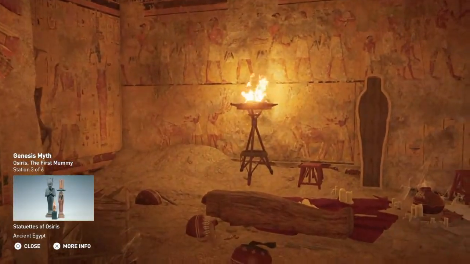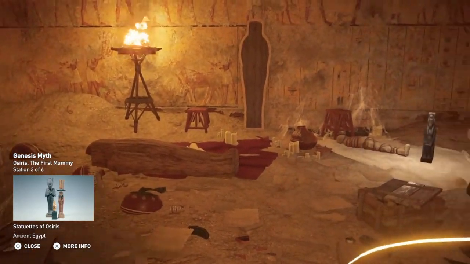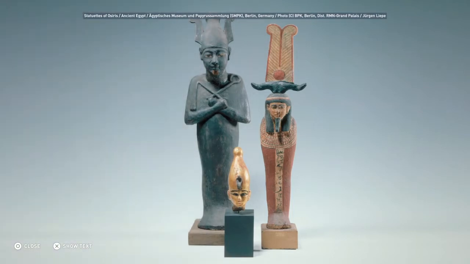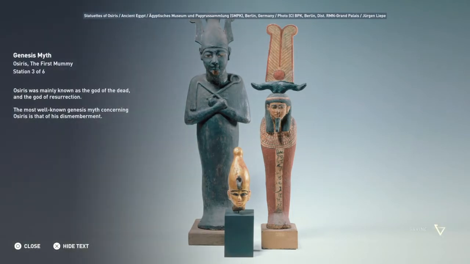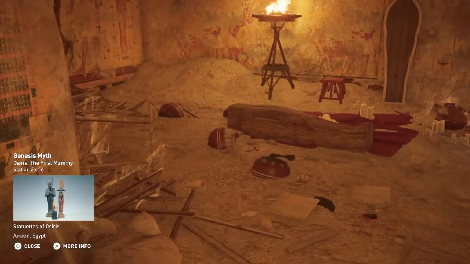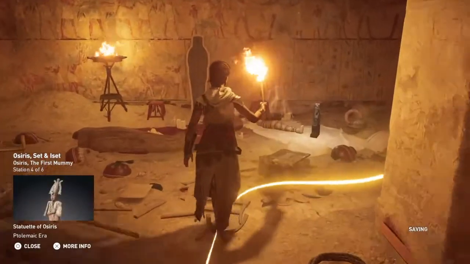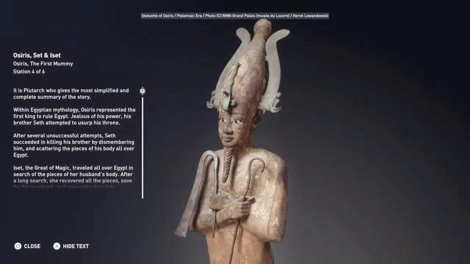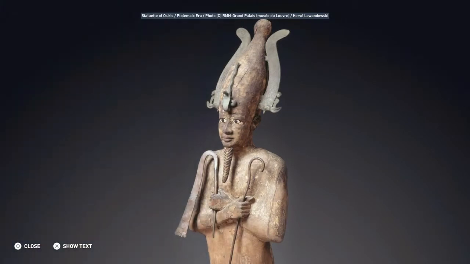Osiris was mainly known as the god of the dead and the god of resurrection. The most well-known Genesis myth concerning Osiris is that of his dismemberment. It is Plutarch who gives the most simplified and complete summary of the story.